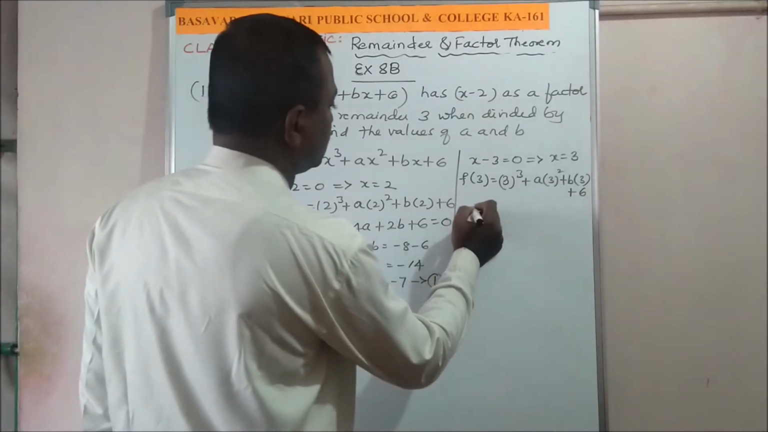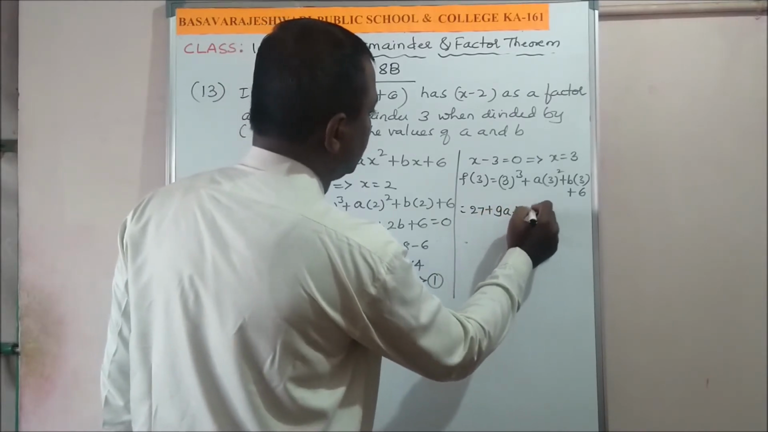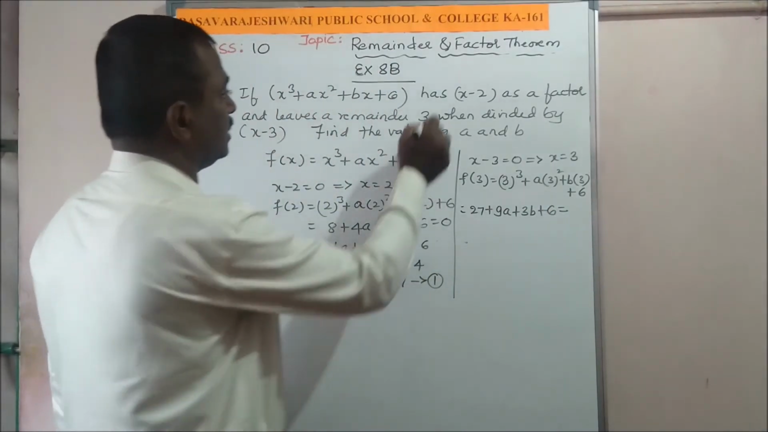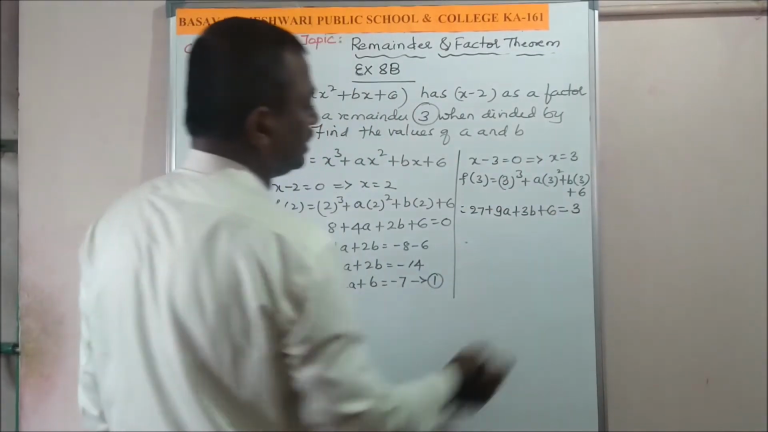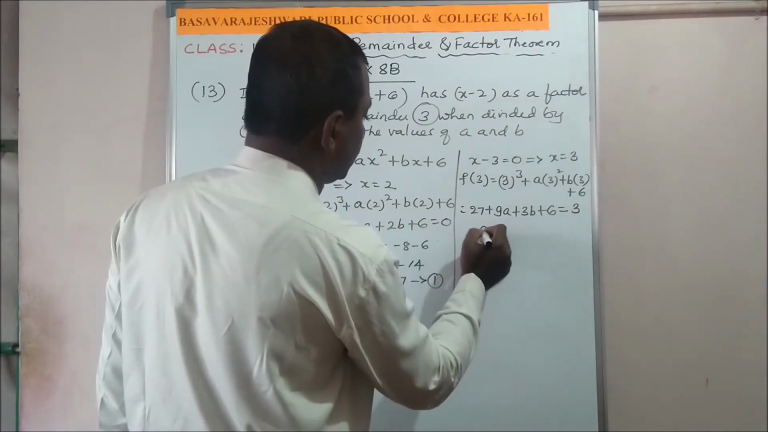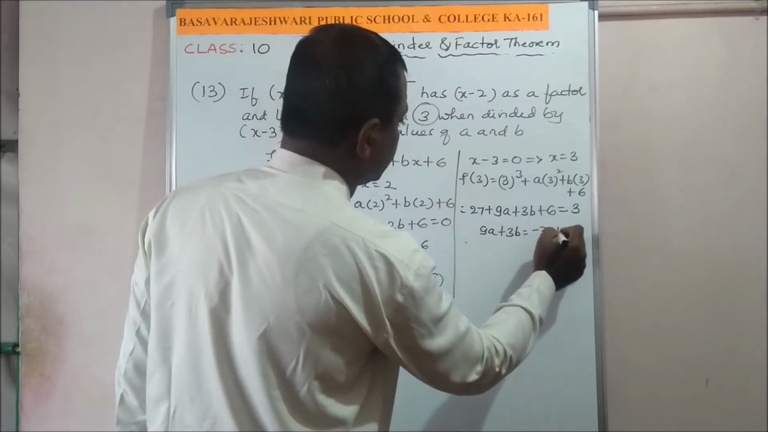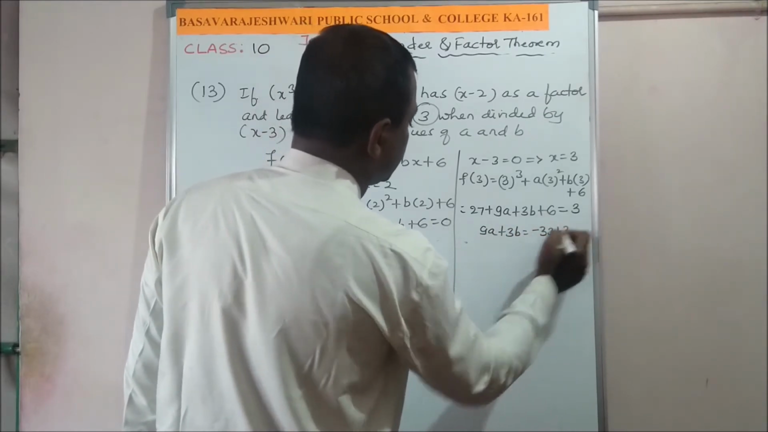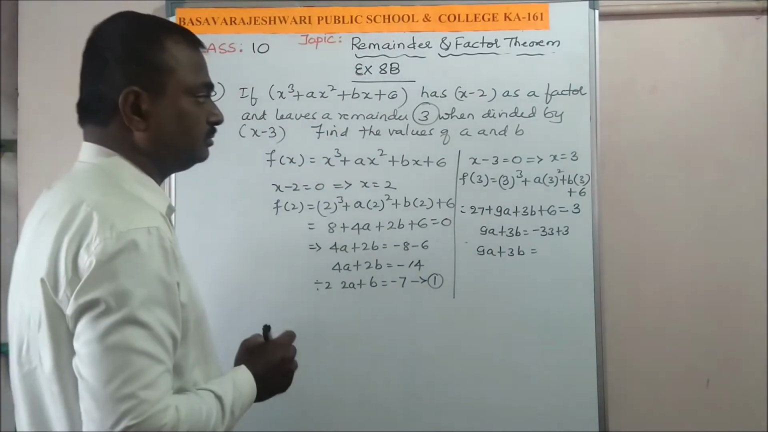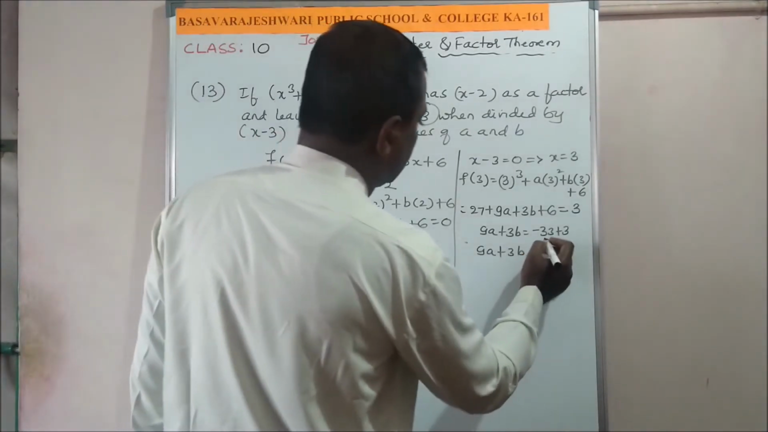Okay, that is 27 plus 9a plus 3b plus 6 is equal to, remember what they are saying, 3. Okay, 27, 33. So 9a plus 3b is equal to minus 33 plus 3. That is 9a plus 3b is equal to minus 30.